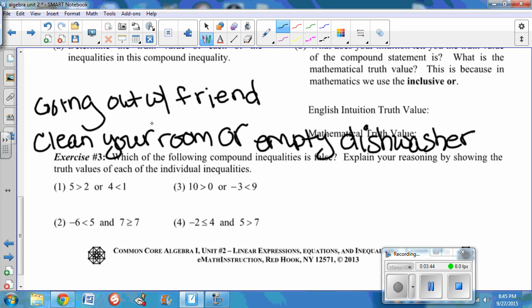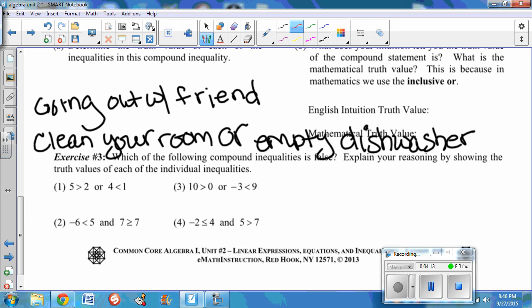So one could be true, you could clean your room, and the other could be false. You don't want to empty the dishwasher and you still can go out. Or maybe emptying the dishwasher is true, and cleaning your room is false, but you still can go out with your friend. But if both of them are false, you didn't clean your room and you didn't empty the dishwasher, are you going to be able to go out with your friend? Heck no.